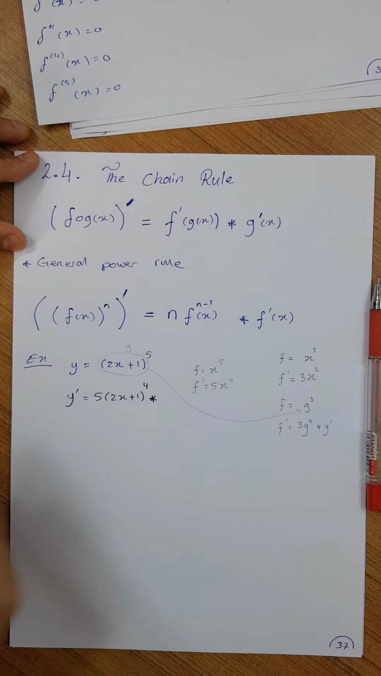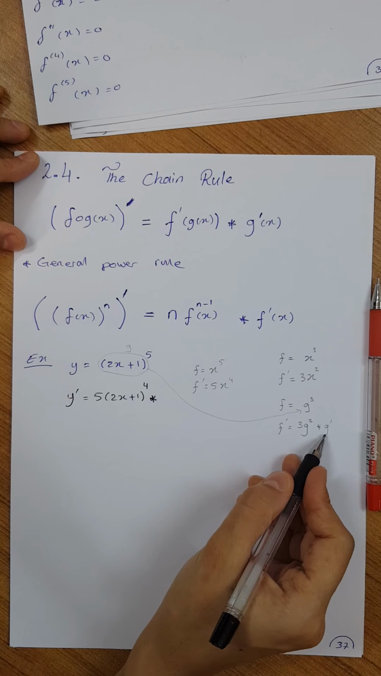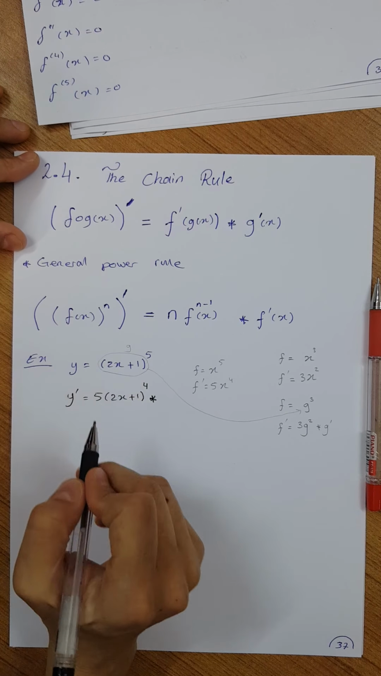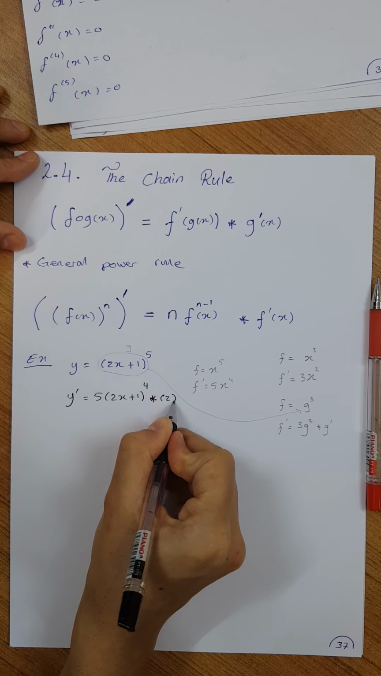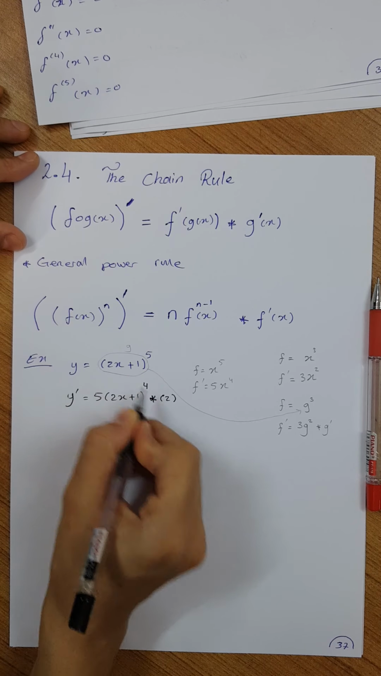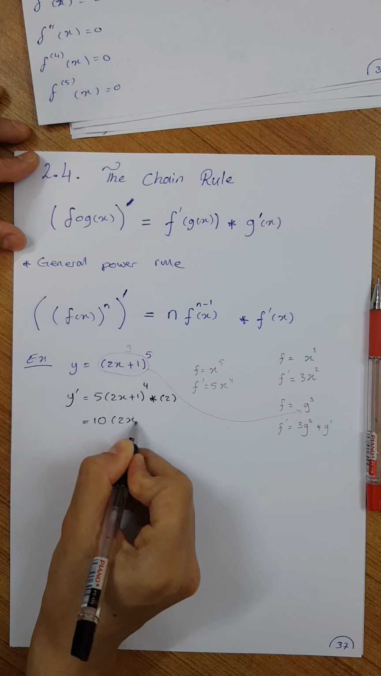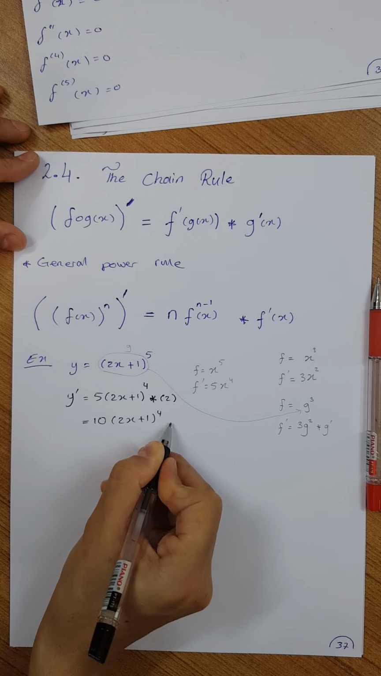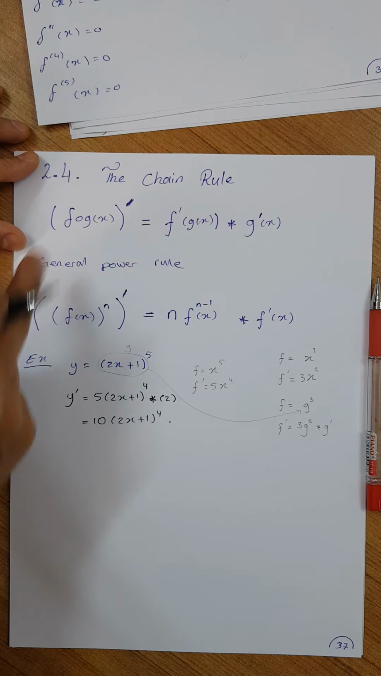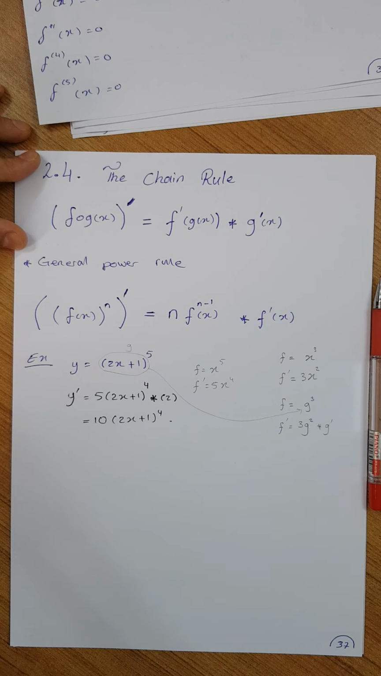It's like this one. I have to take the derivative of g also. What is the derivative of g? That's equal to 2, okay, 2, that's 0, so it is 2. 5 multiplied by 2, that's 10. 10 times 2x plus 1 to the power of 4, and that's the derivative of the fog function, okay?